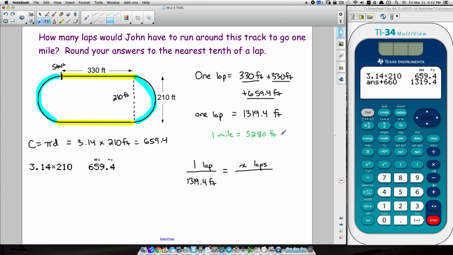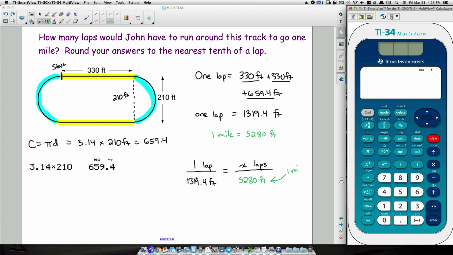Basically, if you take a ruler that's 12 inches long, a ruler 1 foot long, and line up 5,280 of them, that would be a mile. All right, so that's what we want to use. One lap is this many feet. X laps is going to represent 5,280 feet. That's going to be 1 mile, because remember, this right here is 1 mile. So if we can figure out X, we're going to figure out how many laps it will take to go 1 mile. What we can do here is cross multiply and divide. That's how we solve proportions. We've seen that in a video prior to this.